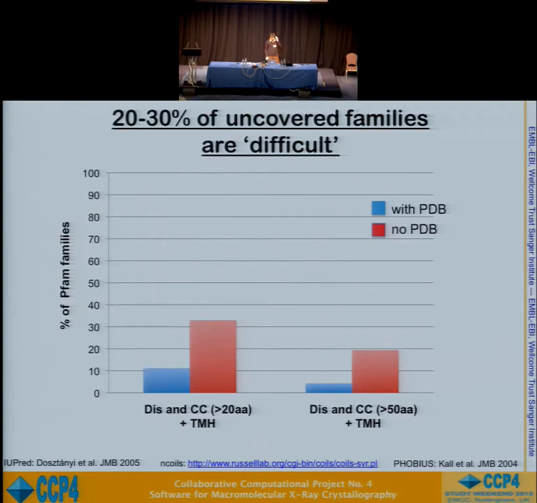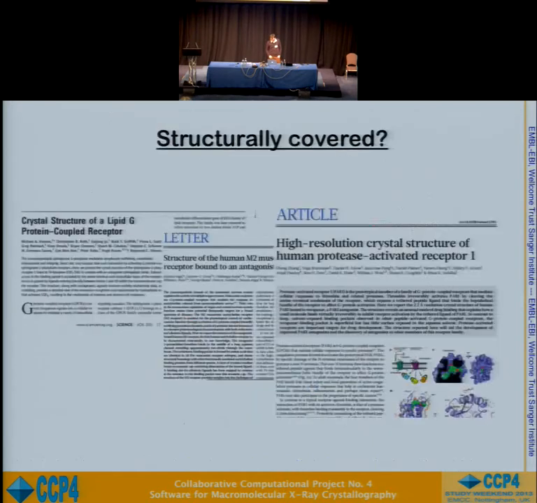Again, it's not that we don't have to solve difficult proteins. Difficult proteins may be very important, but that's probably one of the reasons why we have fewer of these. Now, the other thing is, what does structurally covered really mean?